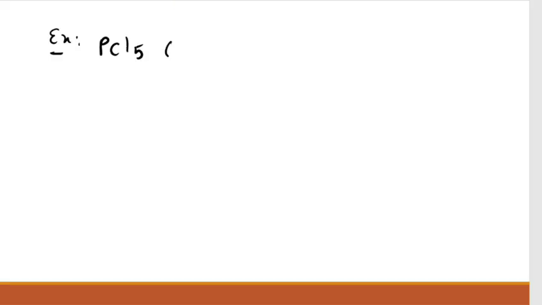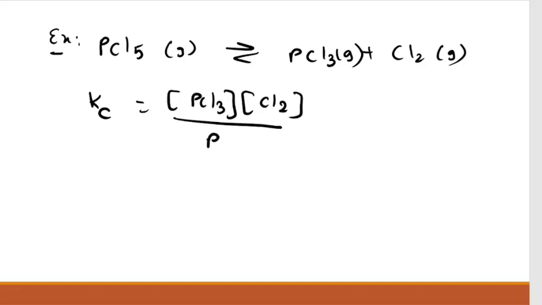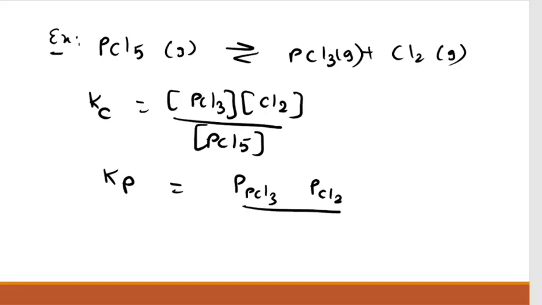PCl5 gives rise to PCl3 plus Cl2. Now, first of all, let's write the equilibrium constant in terms of concentrations. That will be PCl3 concentration into Cl2 concentration divided by PCl5 concentration. And what about the Kp value here? Kp is nothing but the partial pressure of PCl3 and partial pressure of Cl2 divided by the partial pressure of PCl5.